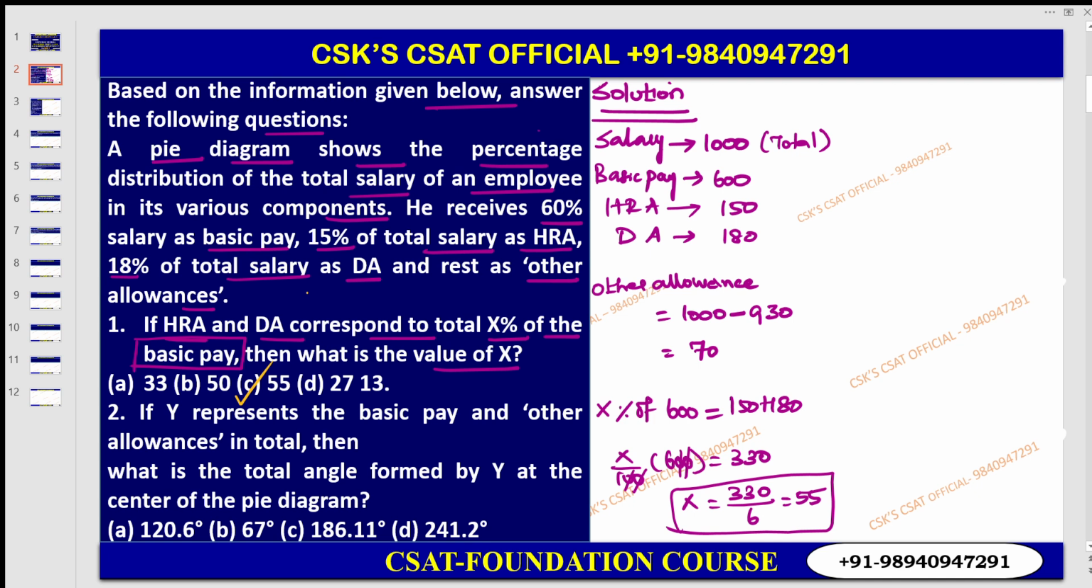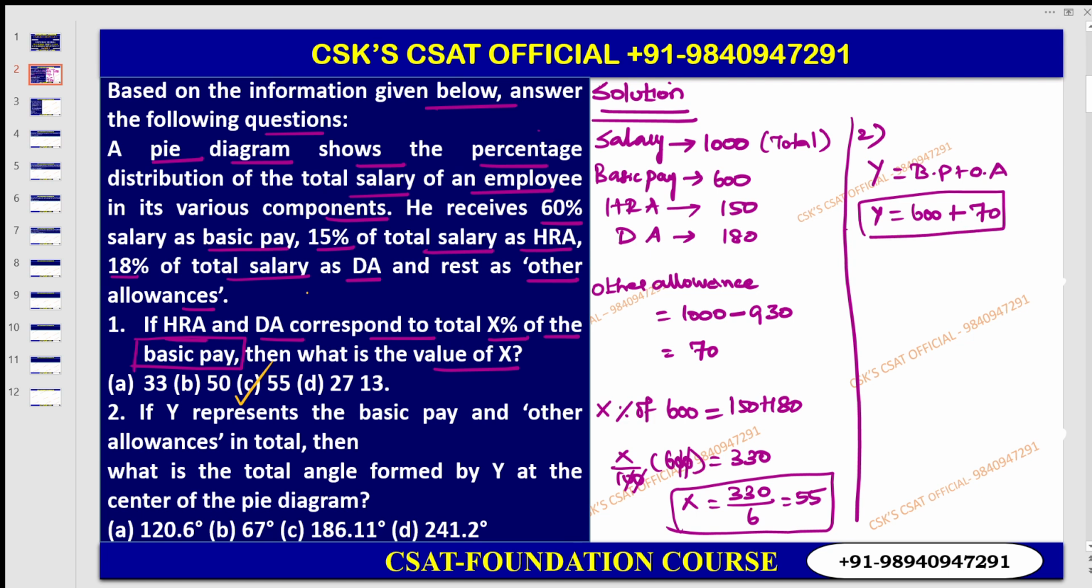Now let us solve the second question here. Read it carefully. If Y represents the basic pay plus other allowances. Basic pay here is 600, and other allowances are 70. Now this model was also there in your 2022 second question, therefore you must focus on this one also. They are giving you some values and asking you to find the total angle formed by Y. So specifically they will ask you to find some angle.